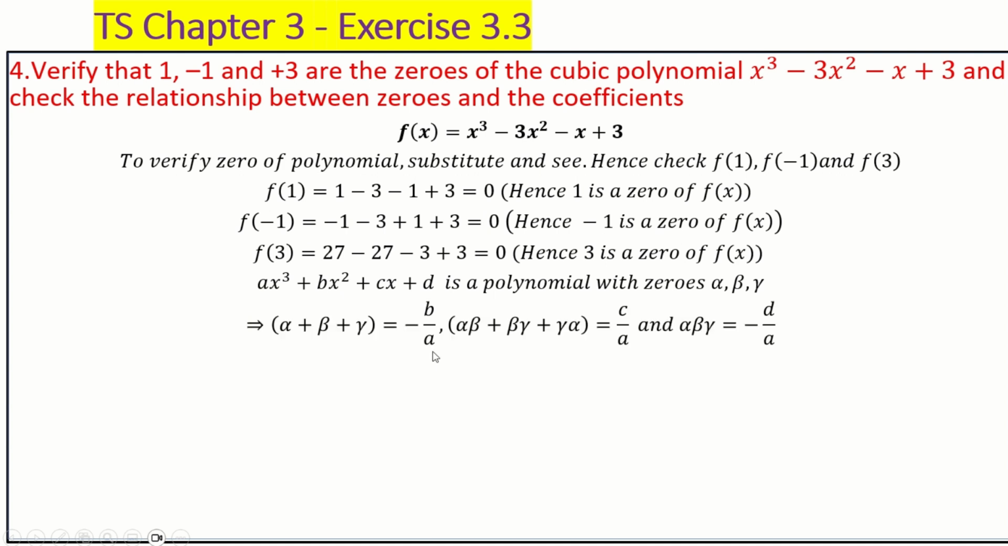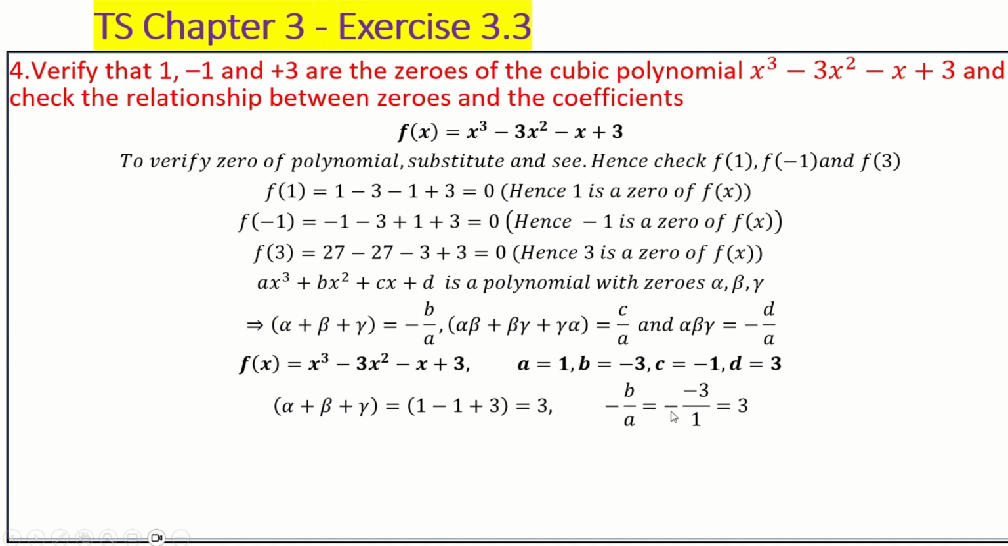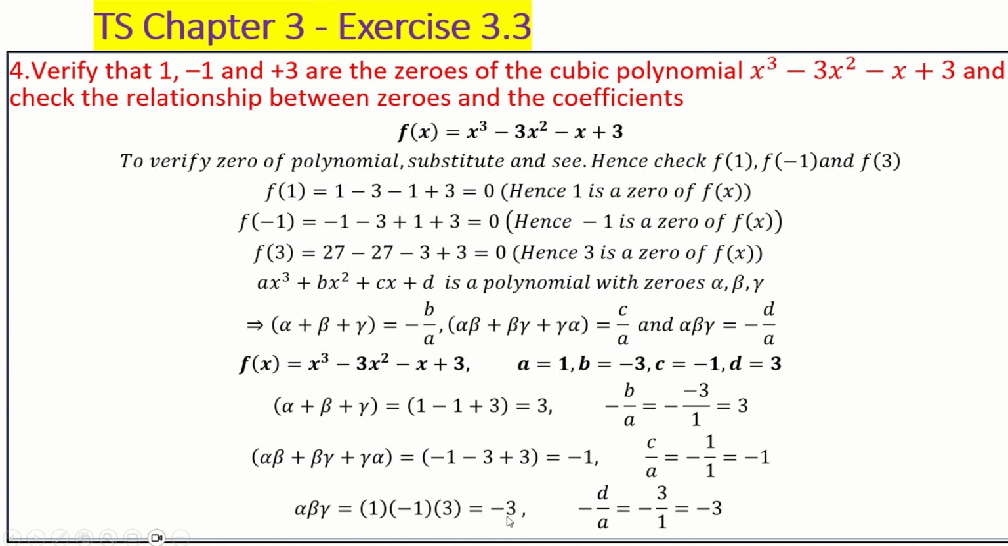How do we verify the relationship? We know already alpha plus beta plus gamma equal to minus b by a. So in this case, minus b by a is nothing but minus of -3 by 1, that is 3. Then alpha beta plus beta gamma plus gamma alpha equal to, yeah, given is -1 -3 plus 3, that is -1, which is c by a, that is the same, -1. Verified. The same way alpha beta gamma also you can verify, -3 and -3.